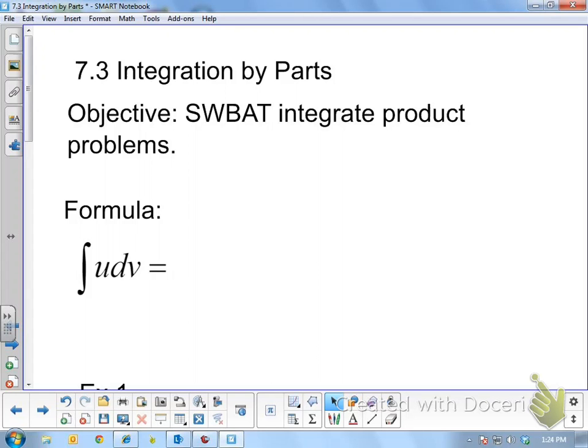So our last method of integration we will be learning is called integration by parts. And it's basically just a formula. I'm not even really sure where the formula comes from, but I know it works.